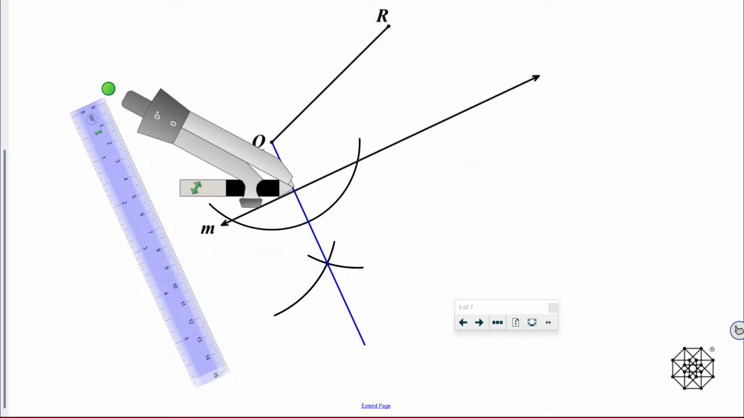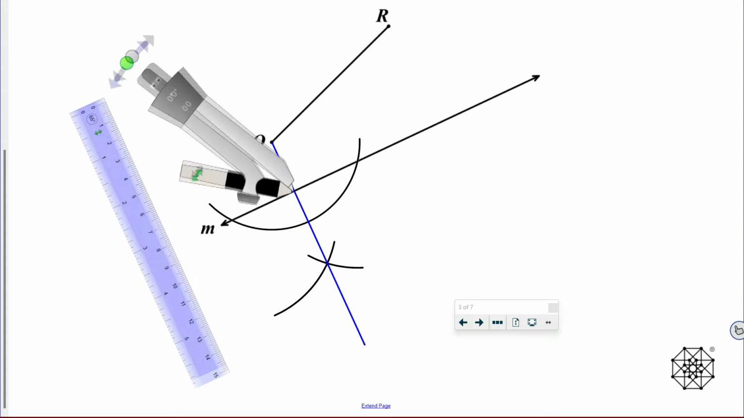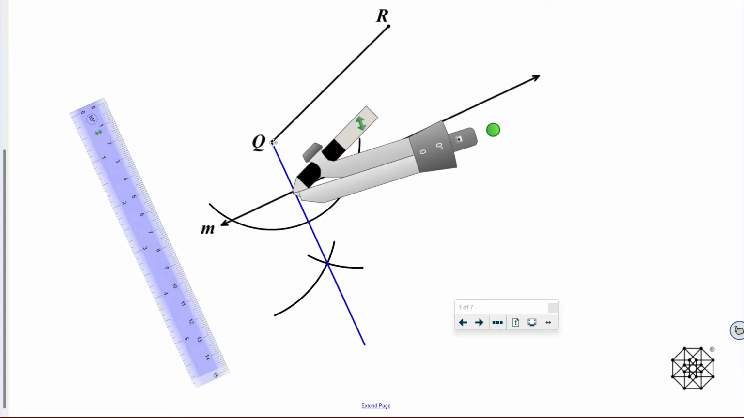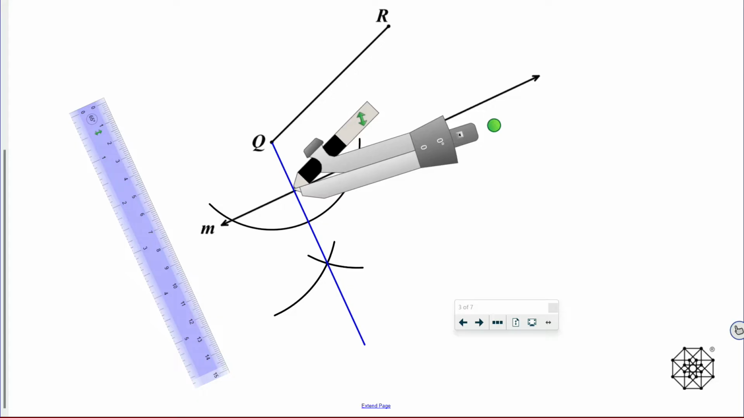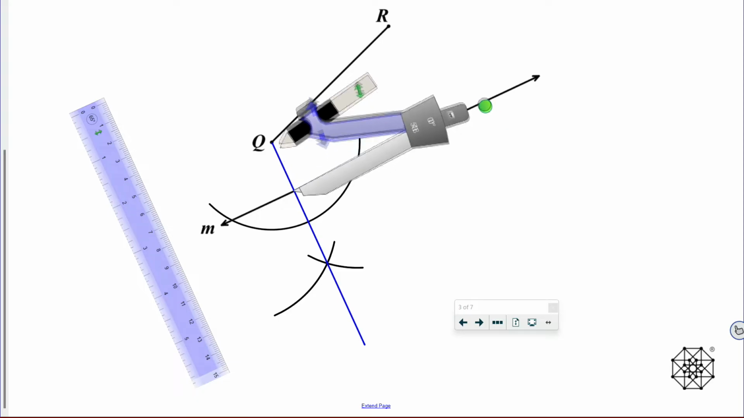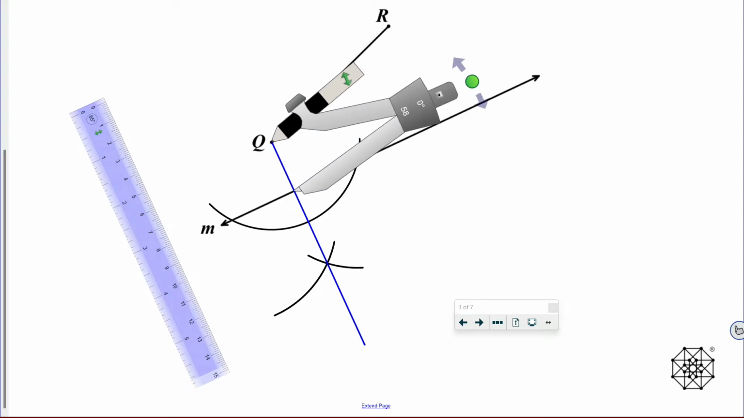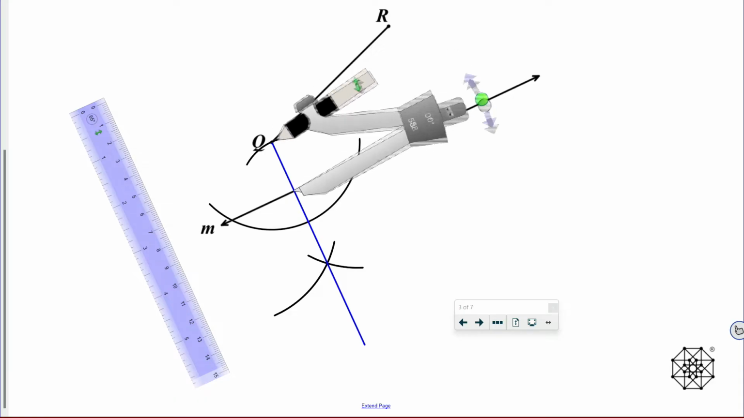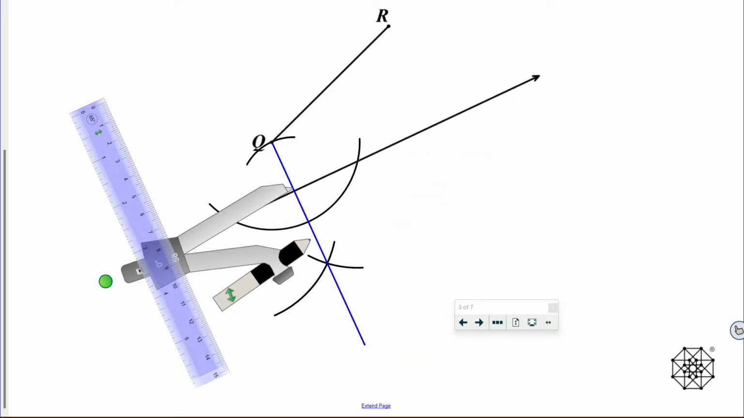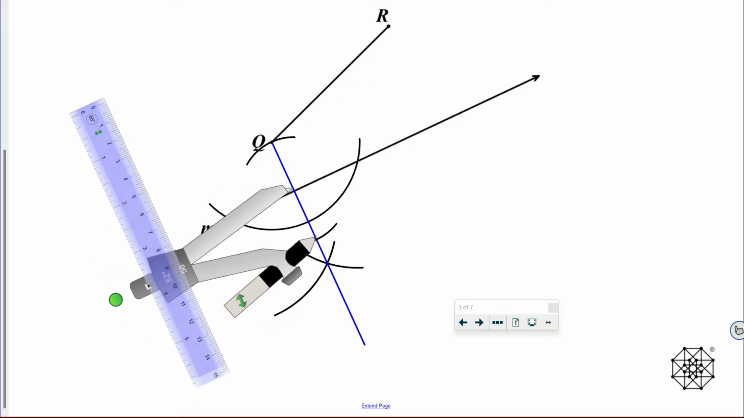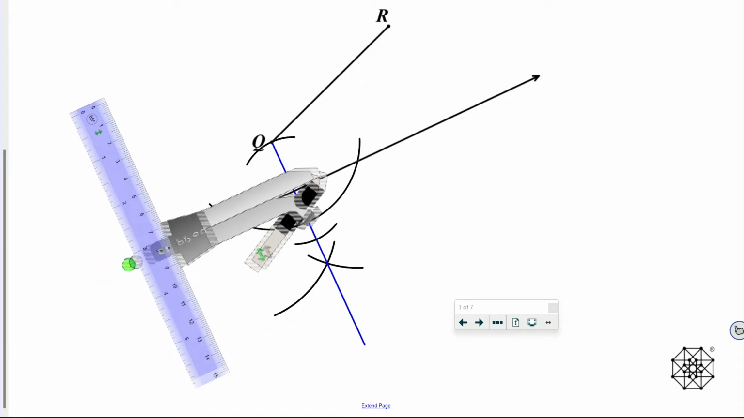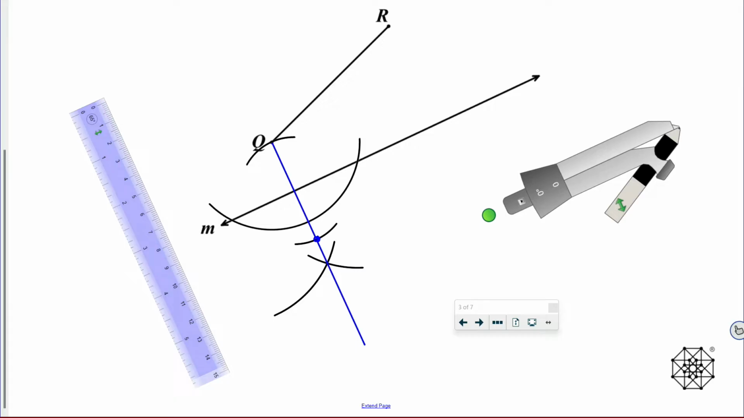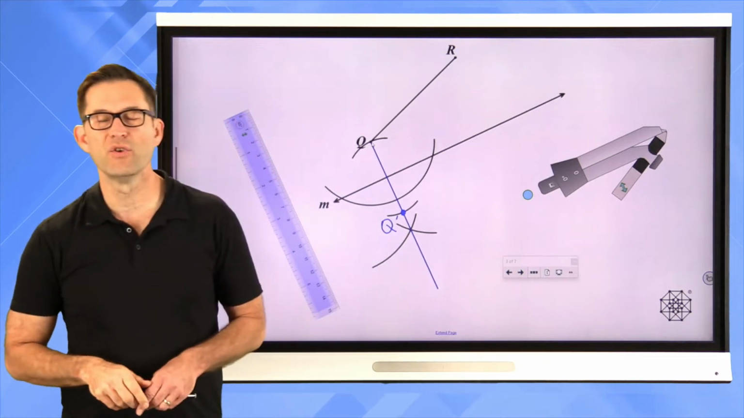Now I need to simply measure the distance that Q is away from my line of reflection using my compass. So put the sharp point, try to get that sharp point right on that intersection. There we go. And now measure that distance. That's not too bad. Bring it down here. Make the same mark. And we've got the location of Q prime.